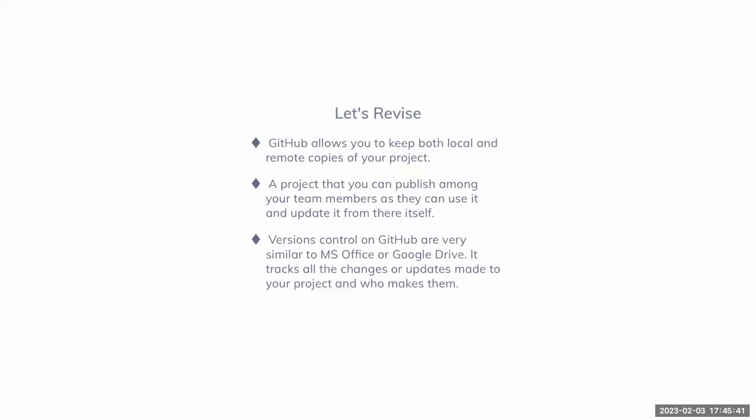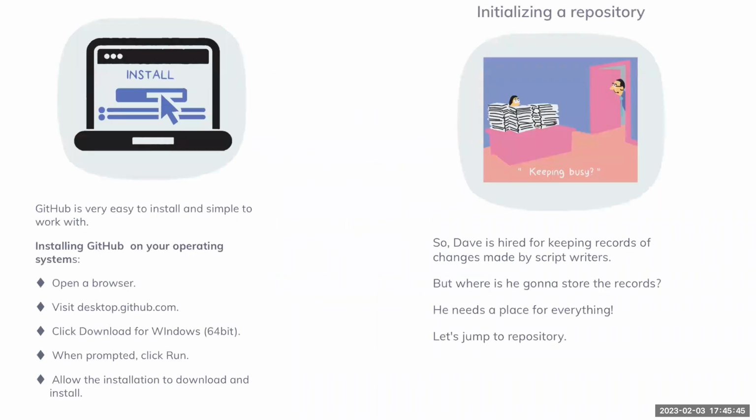So, version control on GitHub, I already mentioned this, so let's go to the next topic. How to install? It is very quick and very easy. Just follow these 4 steps and Git will be installed in your local.